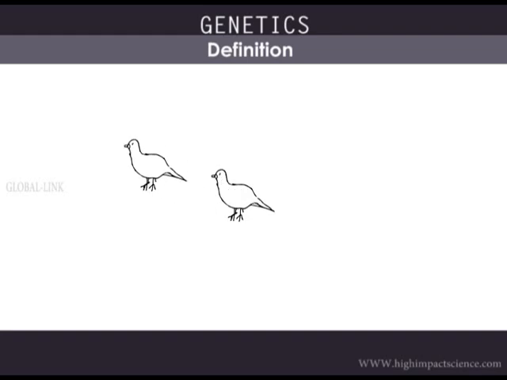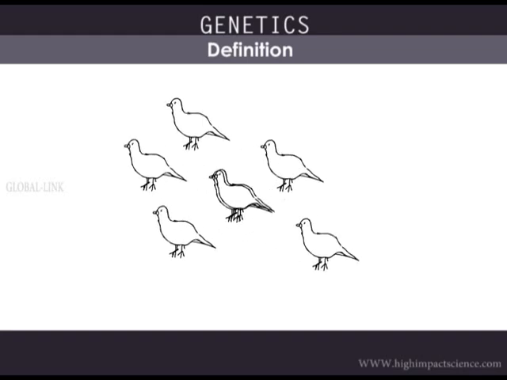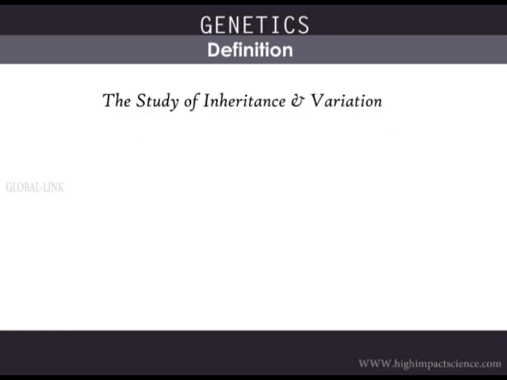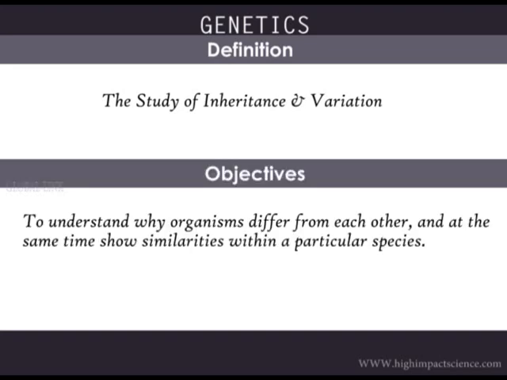When organisms reproduce, the offsprings resemble their parents in terms of form, and this is because they inherit these characteristics from their parents. However, in other cases, the offsprings may show slight variations from their parents. The study of inheritance and variation is called genetics. In genetics, we study why organisms differ from one another in some aspects and at the same time show similarities in other aspects within a certain species.